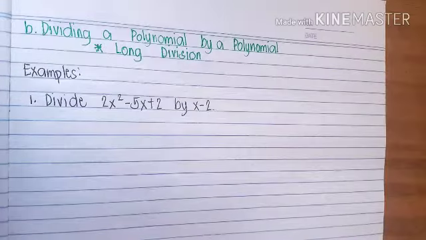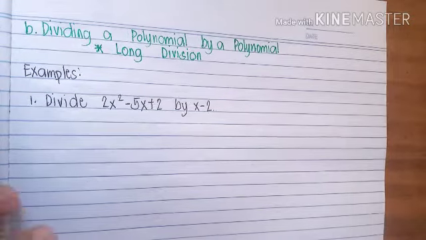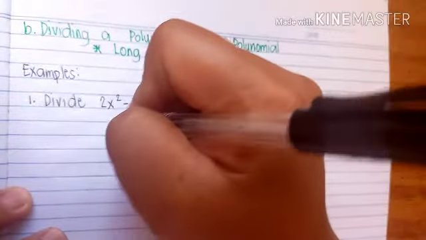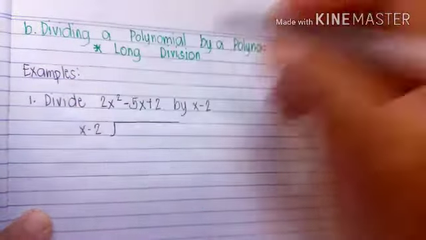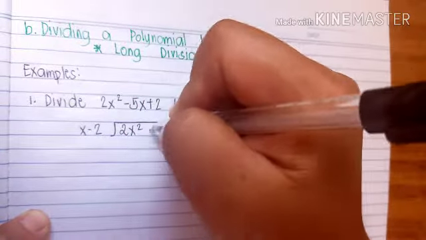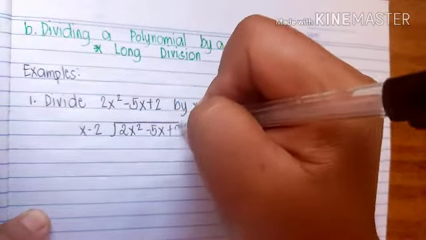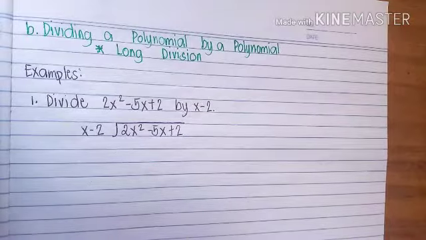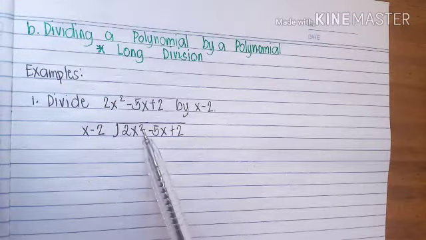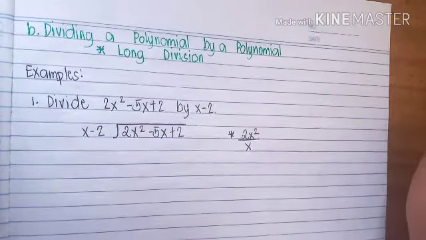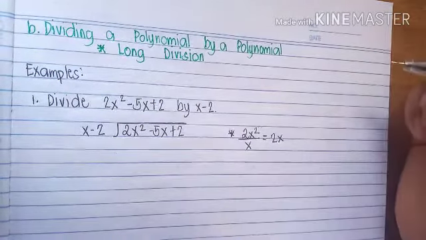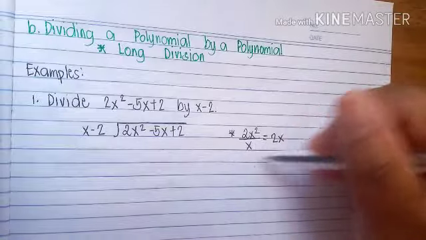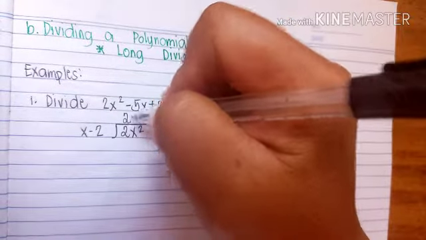Let's divide the example number 1. Now since long division has this form, let's write your x minus 2 outside and 2x squared minus 5x plus 2 inside of the division form. I divide 2x squared divided by x. Now the answer for that would be 2x. Now I hope that it would be clear if I do it like this. So that would be 2x.